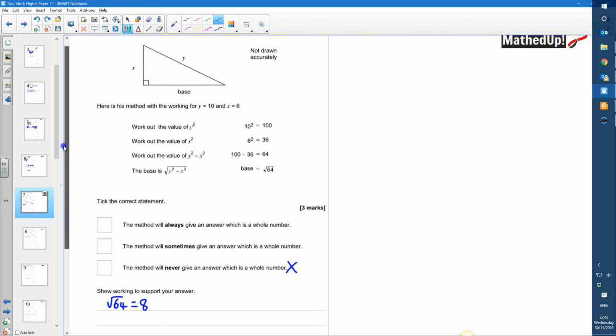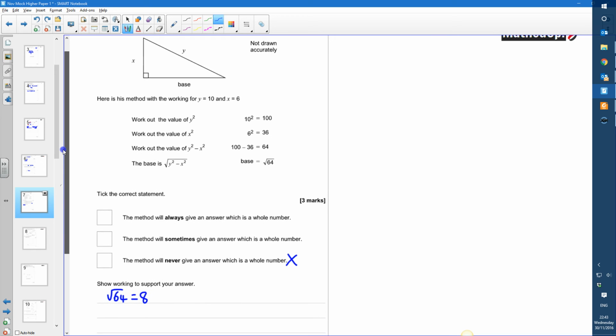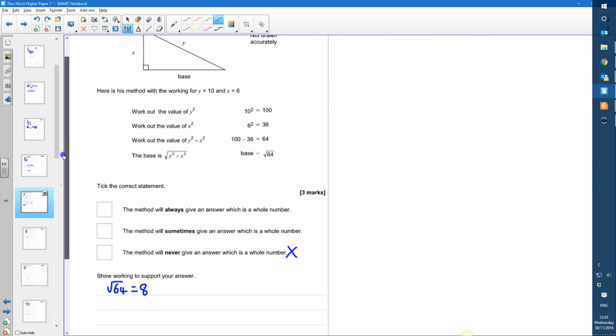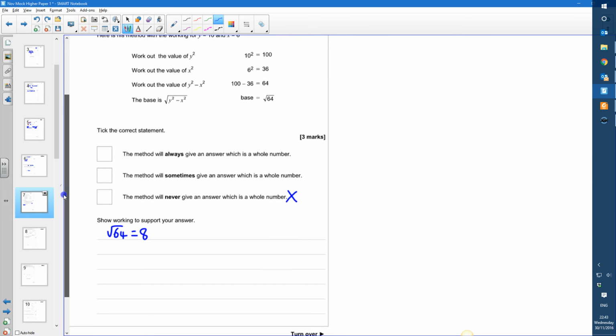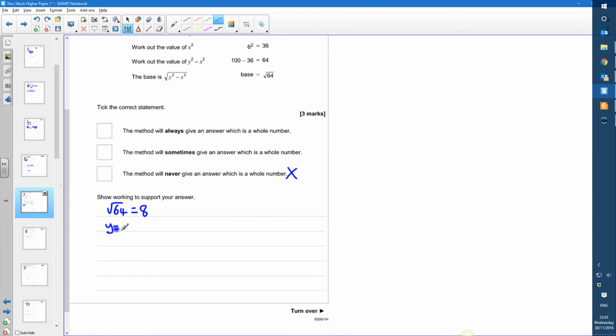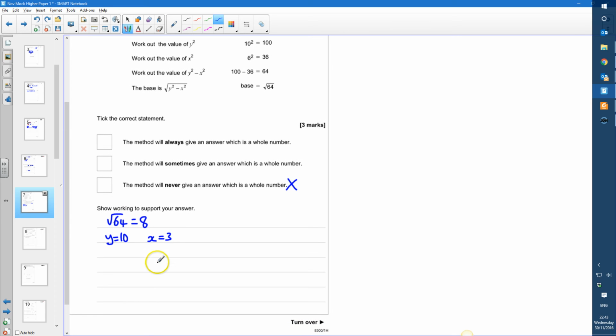Okay, so is there a situation where I can choose a value of y and x, which is going to give me something that isn't a whole number? Let's try it. If I said y is equal to 10, and let's let x equal 3 this time. Okay, so if y is equal to 10 and x is equal to 3, then we're going to have 10 squared is going to be equal to 100, and 3 squared is going to be equal to 9.